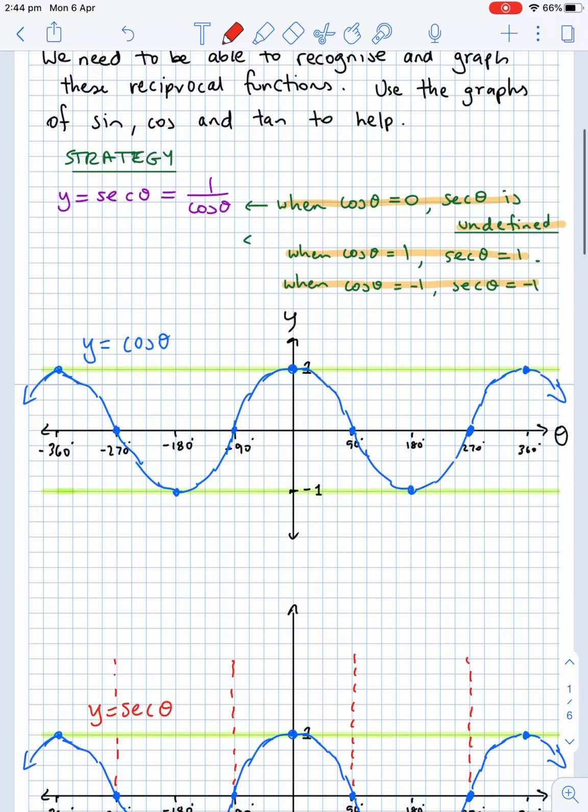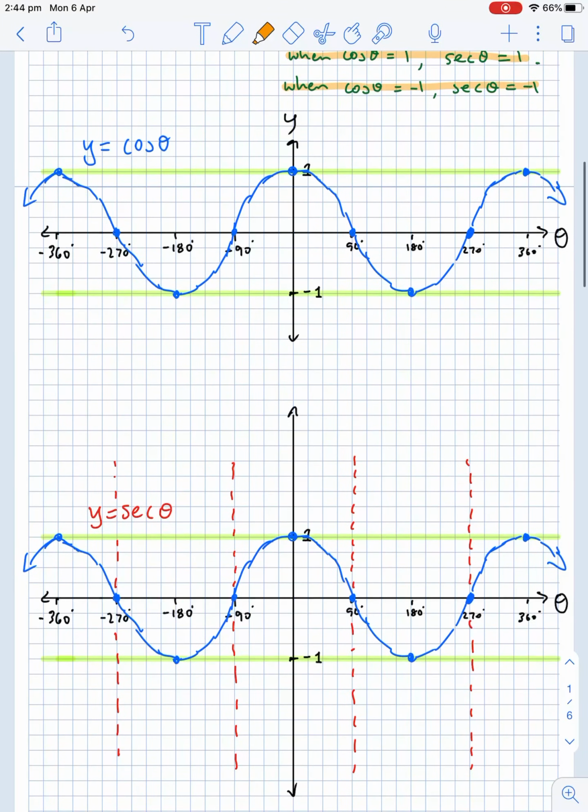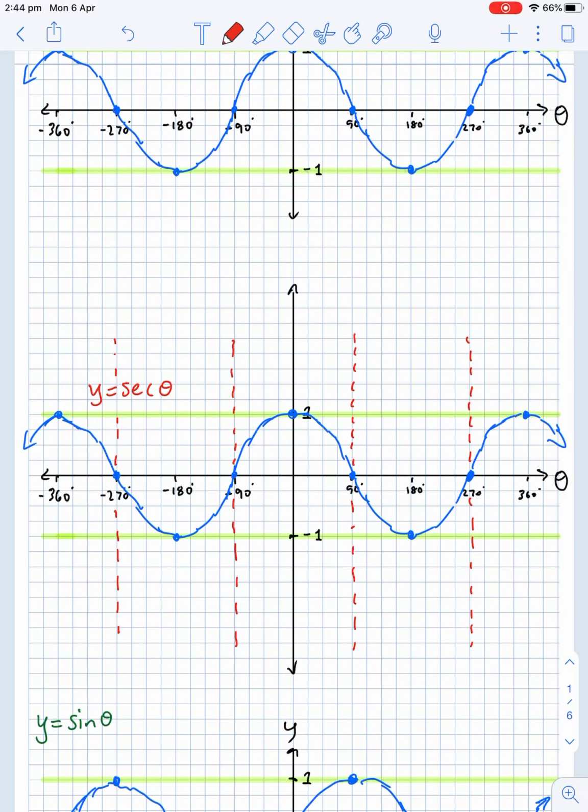Okay, next up, the next strategy is this one here. When cos of theta equals 1, sec of theta equals 1. So they equal the same thing when it equals 1. Where does cos of theta equal 1? It equals it here, here, and here. So we know that sec theta also equals 1 at those points. So at those points, I'm going to put a red dot because I know I'm using them again.